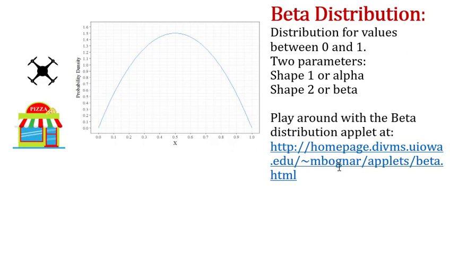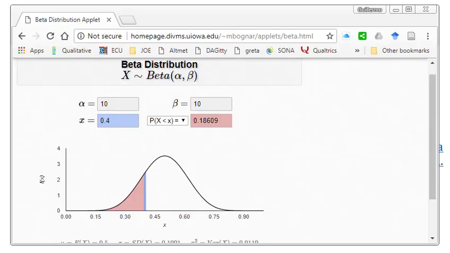An important thing about the beta distribution is the values between 0 and 1, which is very useful for Bayesian statistics. The shape varies depending on the values of the parameters shape 1 and shape 2, or alpha and beta. The formula is very complex and I'm not going to show it, but let's go to the website and see how it works.